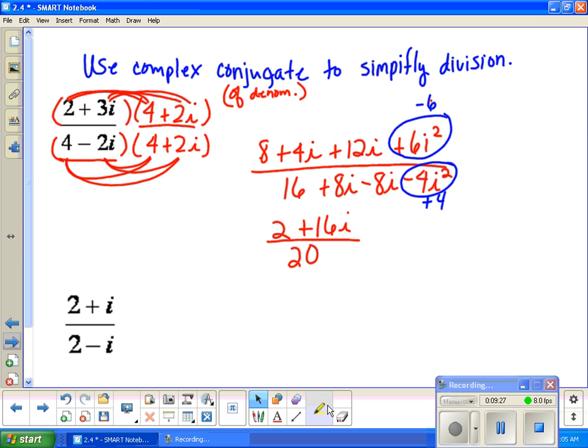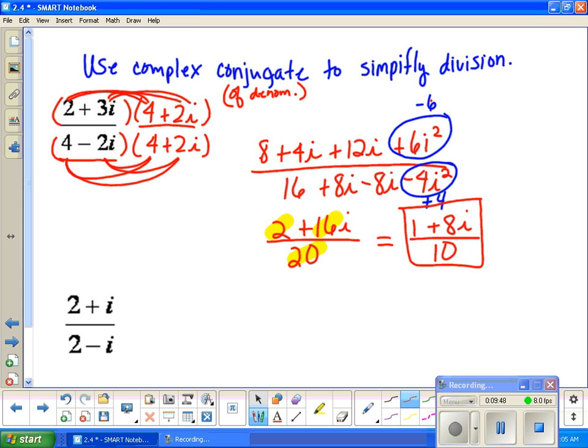Now, if we look at every one of these, 2, 16, and 20, we notice, oh, look, they're all even, so we can simplify it even further. They're all divisible by 2. 2 divided by 2 is 1. 16 divided by 2 is 8. 20 divided by 2 is 10. That would be our final answer.